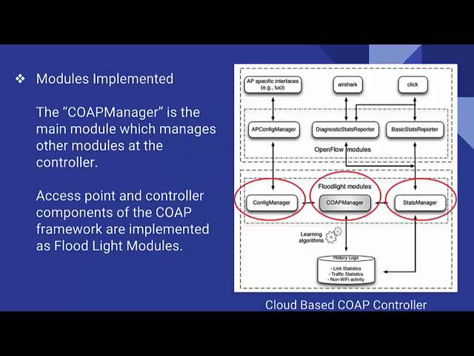Here we can see an overview of the COPE controller process. The Floodlight modules are the config manager, COPE manager, and stats manager. The COPE manager is the traffic controller which controls the config manager as well as the stats manager. The config manager and stats manager report directly to the COPE manager, which then processes this statistical information through learning algorithms and presents history logs and various other statistical information to an end user.